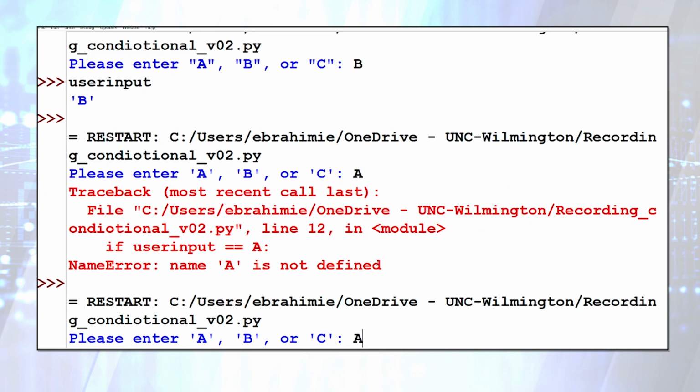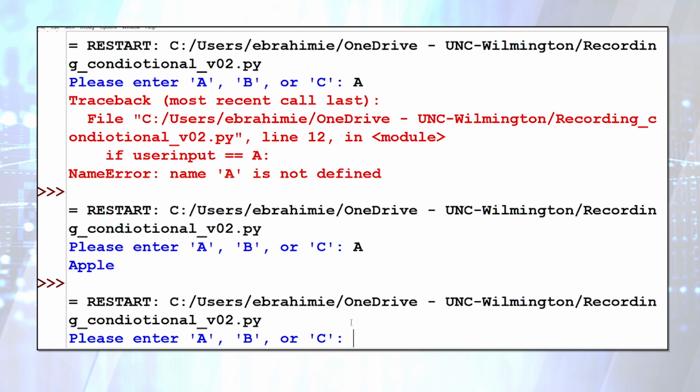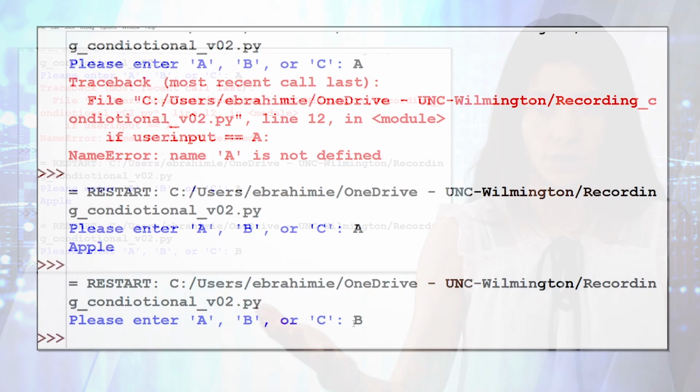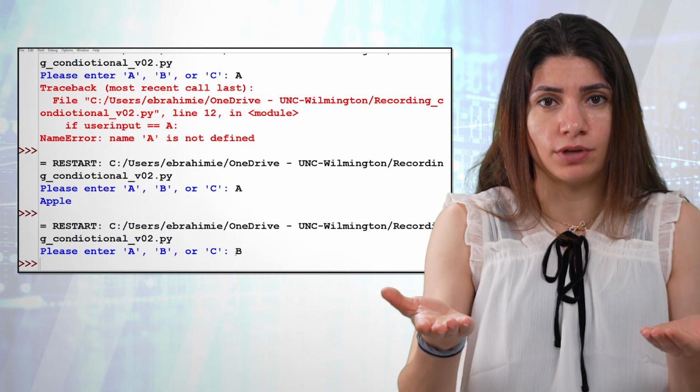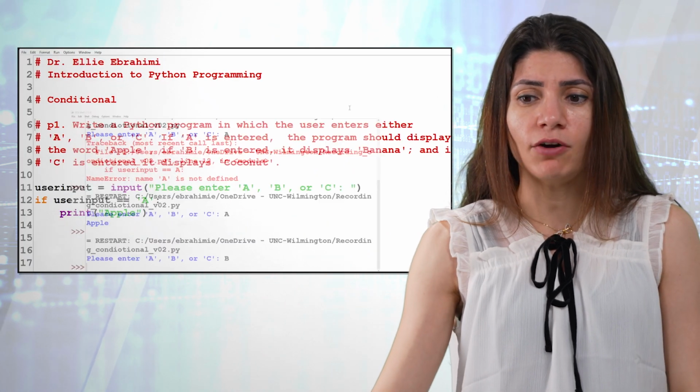I'm going to put A now, and you see apple is printed. So it compared user input with character A, and they were equal. It printed apple for us. Next, I'm going to run it and put anything else. I'm putting B, and nothing is printed because B is not equal to character A. It skips that. All right, now I have that.